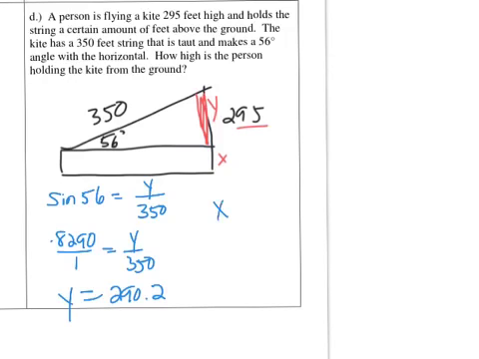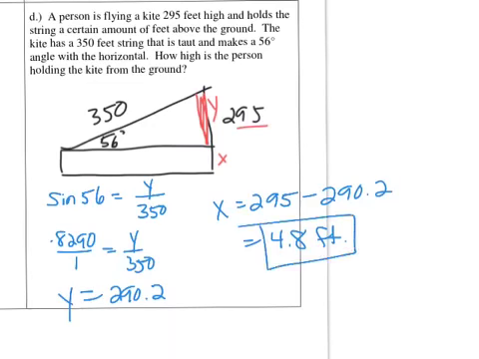So the height, x, is going to be 295 minus 290.2, and we end up with 4.8 feet. That doesn't mean 4 feet 8 inches. 0.8 times 12, it's actually 4 feet and about 9.6 inches. So it's probably a kid then. It's not like an adult, or it's a very short adult. I don't know. Anyway, those are 4 examples of multi-step trig problems using right triangle trig, and we're going to practice a lot more of this in class.